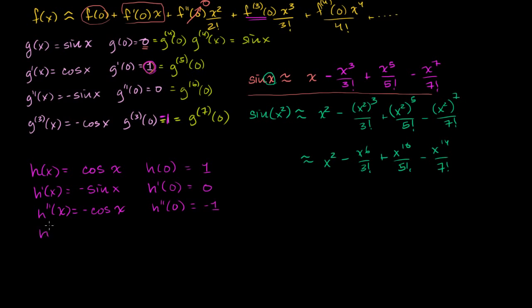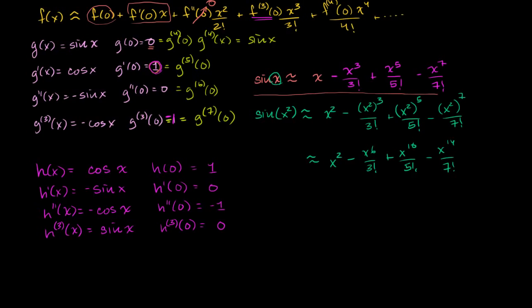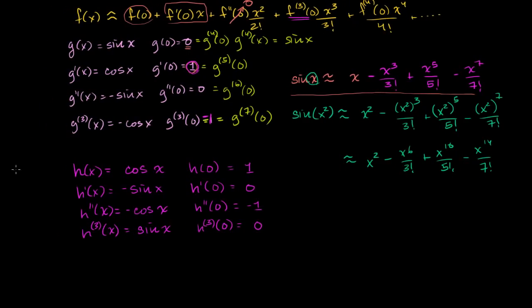And then you have the third derivative of h is equal to, the derivative of negative cosine of x is positive sine of x. So the third derivative at 0 is going to be equal to 0. And then you take the derivative of this, you're going to get cosine of x again. So then the cycle starts again. Let me just make it clear what I'm saying. If I take the derivative of this, I get cosine of x. The fourth derivative of h is cosine of x again.